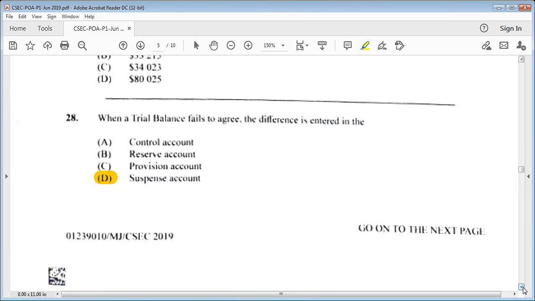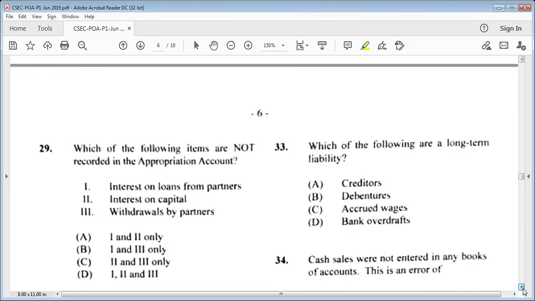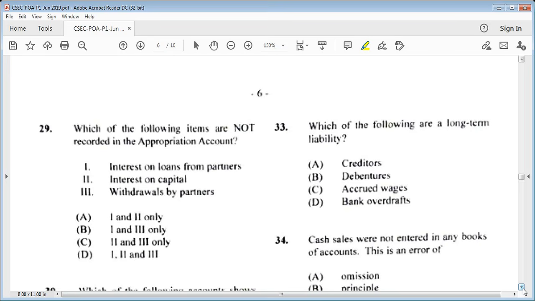Let's move on to 29. Which of the following items are not recorded in the appropriation account? 1. Interest on loans from partners. 2. Interest on capital. 3. Withdrawals by partners. Is it A, 1 and 2 only? B, 1 and 3 only? C, 2 and 3 only? Or D, 1, 2, and 3? So we know that would be 1. Interest on loans from partners, yes. Interest on capital, no. That's not in the appropriation account. Withdrawals by partners, yes. So our answer would be 1 and 3 only. So our answer would be B.